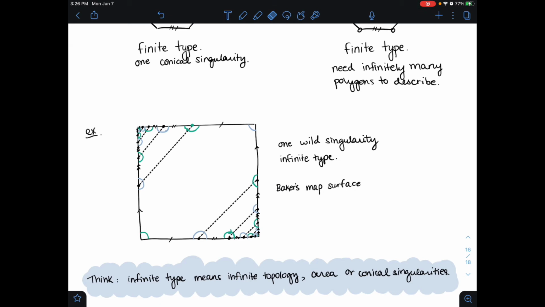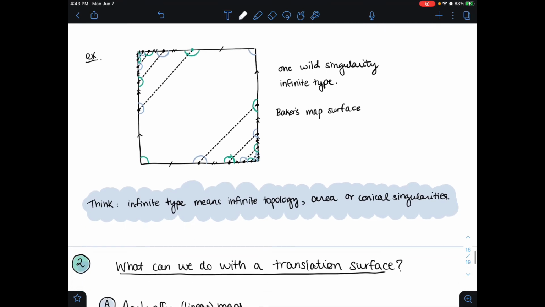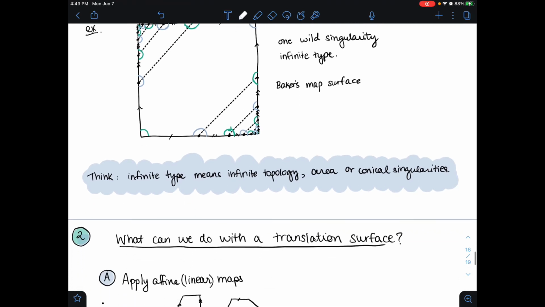So what we're thinking is an infinite type translation surface means maybe it's infinite type topology, but it could also be that there's infinite area or infinitely many singularities. All of this can be going on in an infinite type translation surface. So what can we do with a translation surface? Well, one thing we can do is apply affine linear maps.